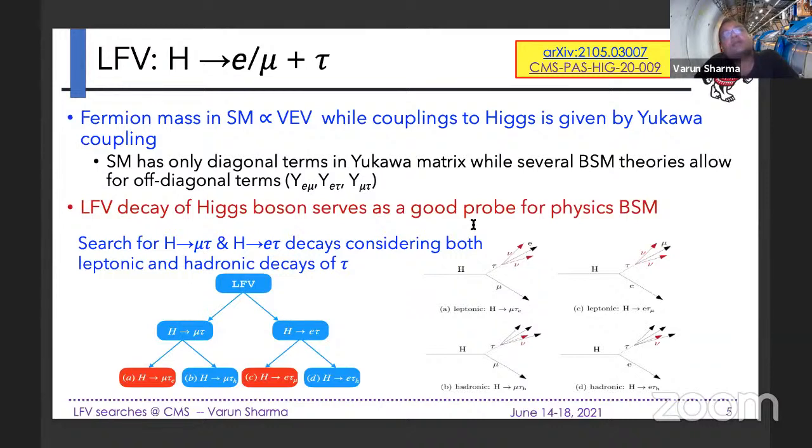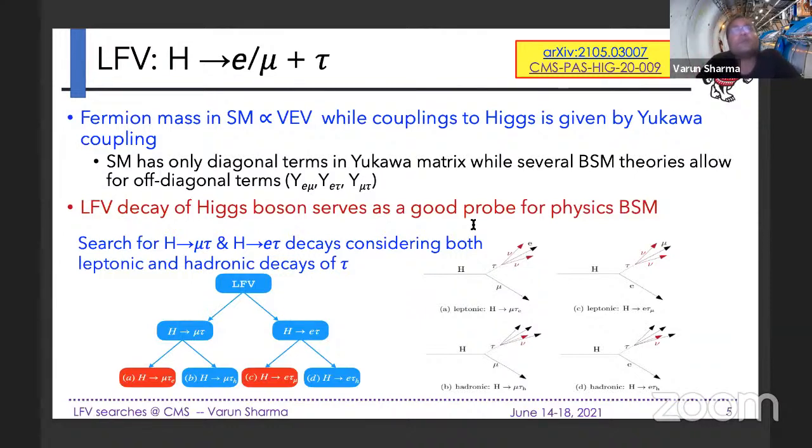So in these lepton flavor violating decays, we take the Higgs boson decaying to e tau and mu tau final states, which can be a good probe for beyond Standard Model physics. We do not consider the e mu final state because the null results from mu to e gamma put a very strong constraint on the Higgs to e mu final state. So we do not consider that in this study.